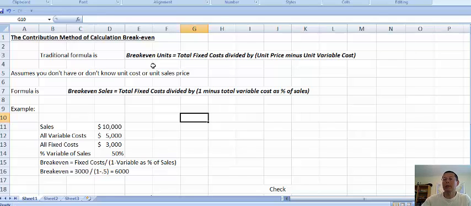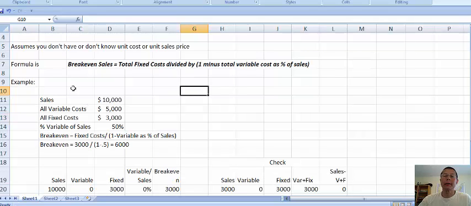We can get to the break-even sales by taking that unit number, which is 250, multiply it by the $3 sales price, and get $750 of break-even sales. But you might not have these unit prices and unit variable costs. So the formula that we're presented in Emerging Leaders is the calculation of break-even sales is equal to the total fixed cost divided by the difference between 1, or 100%, and the total variable cost as a percentage of sales. I'll give you an example of that in a second.